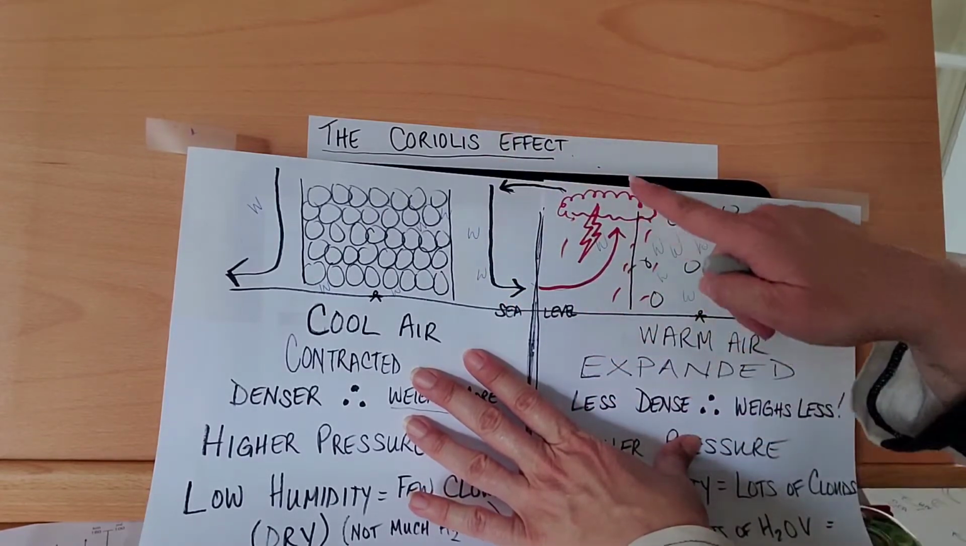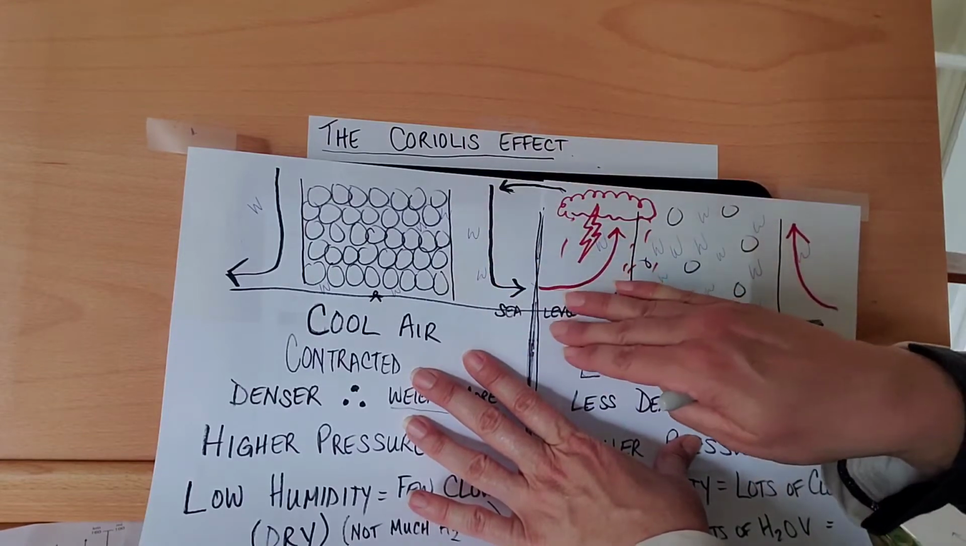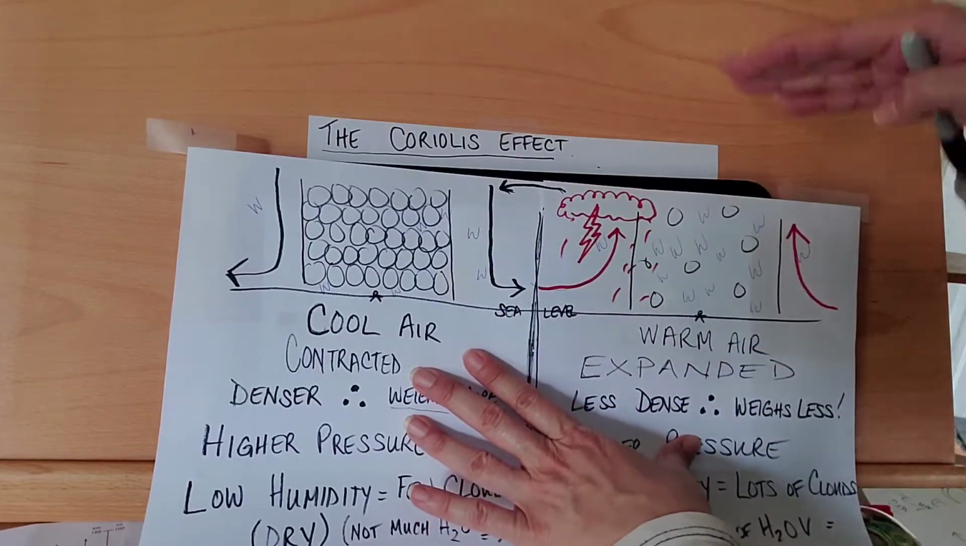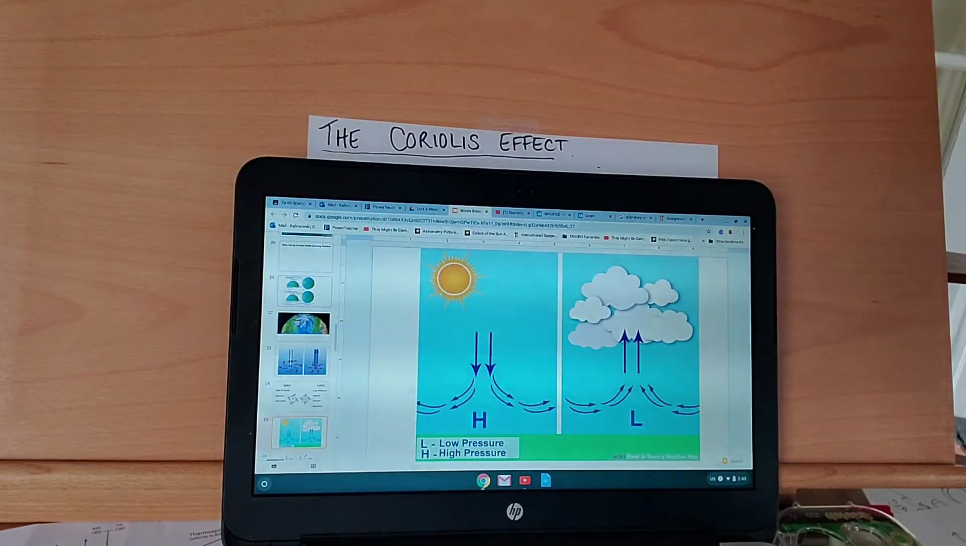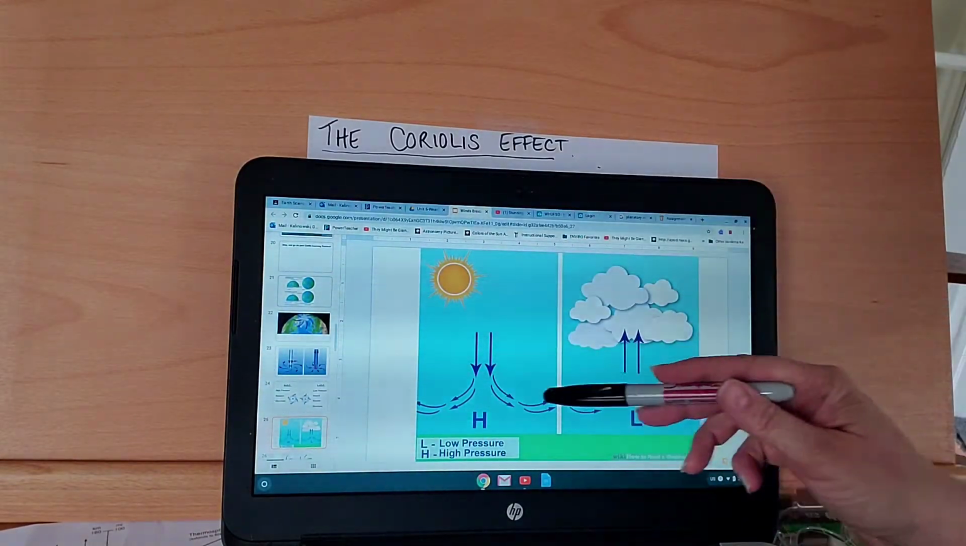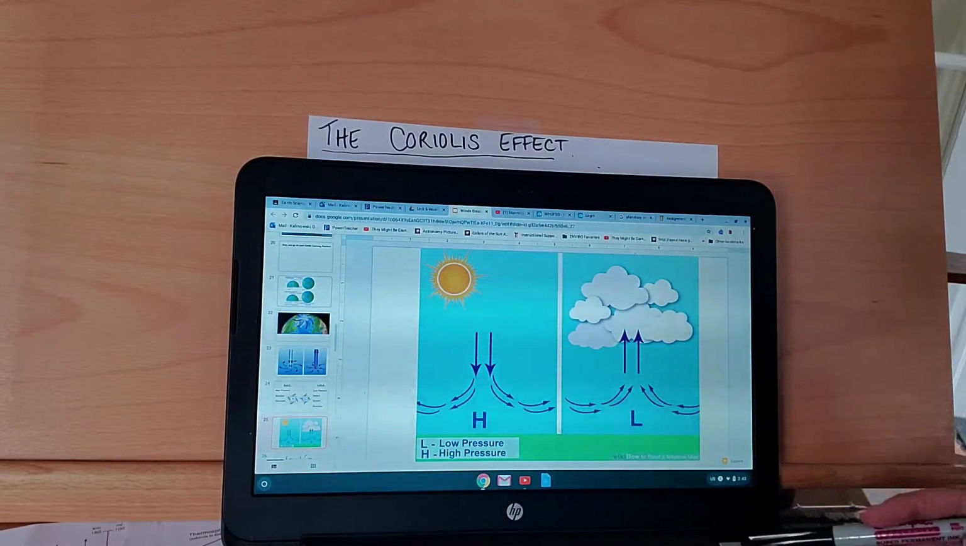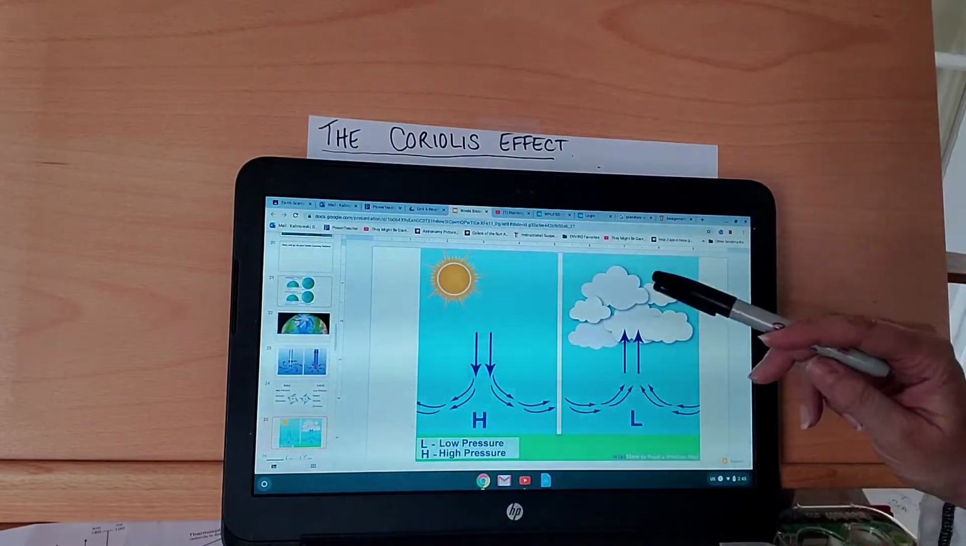Highs blow, lows suck. Highs blow down and out, lows suck in and up. And that creates our weather patterns. That's what this is trying to show. Highs blow, it drops outward. Lows suck inward. Now you'll notice these clouds here.